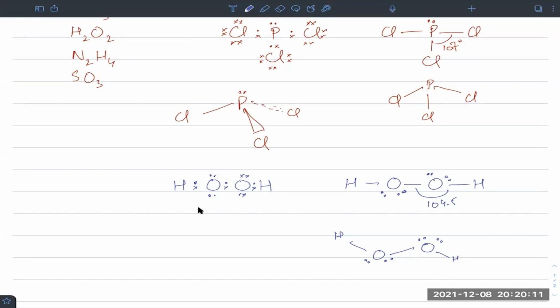So hydrazine structure would be, again, nitrogen needs 3 more, hydrogen needs 1. So nitrogen goes in the center. Which nitrogen? Both of them. So there you go. Both of the nitrogen in the center. They're going to share 1 electron with each other. 1 electron with hydrogen here, 1 with another hydrogen, one with a hydrogen here, one with another hydrogen, and then lone pair on each one of them.